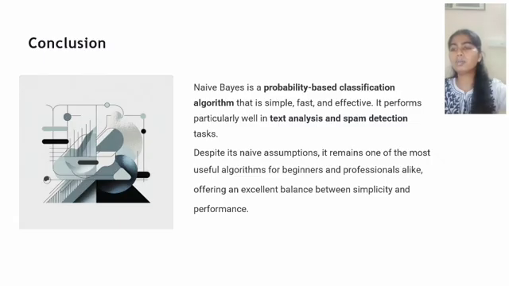Conclusion. To conclude, Naive Bayes is a probabilistic and supervised learning algorithm that's simple yet powerful. It is based on Bayes' theorem and the assumption of feature independence, making it computationally efficient and easy to implement. While it has some limitations, its performance on text-based and real-time classification tasks makes it one of the most practical algorithms in machine learning.